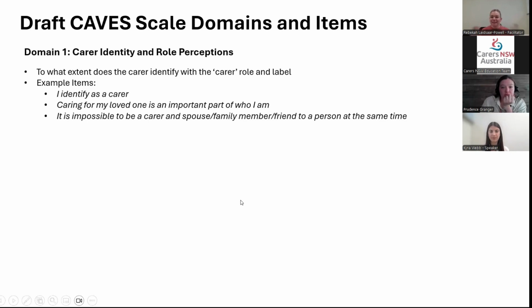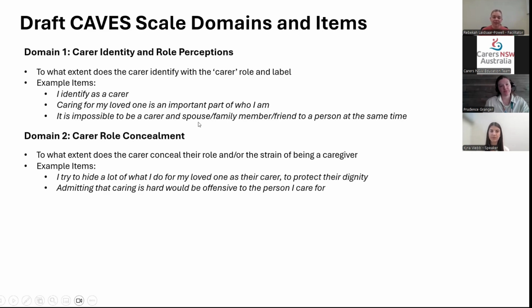So here's just a bit of a taster of what the CAVE scale currently is, but as I said, it's going to iteratively change over time. The first domain really looks at carers' identity and role perceptions. So items include things like, I identify as a carer. Caring for my loved one is an important part of who I am. So looking at getting people's sense of agreement or disagreement with that.